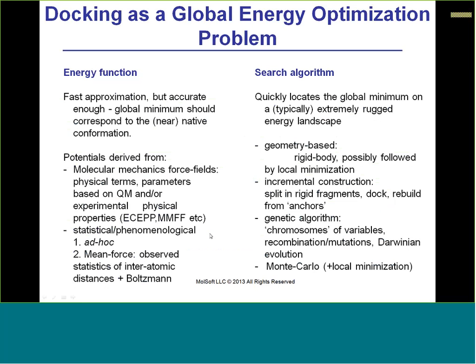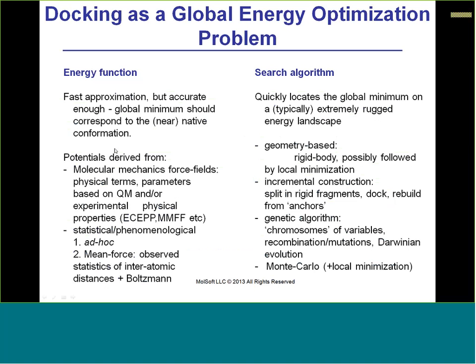Docking as a global energy optimization problem has two components really. You have to have a decent energy function, and you also have to have an efficient search algorithm. The energy function needs to be a fast approximation because you're going to be screening maybe millions of compounds. It needs to be reasonably accurate, and ideally the global minimum should correspond to the near-native conformation.